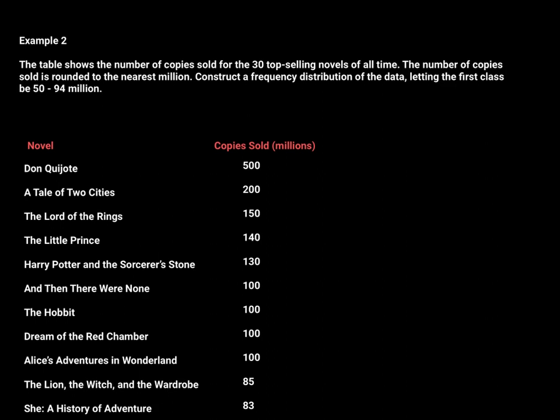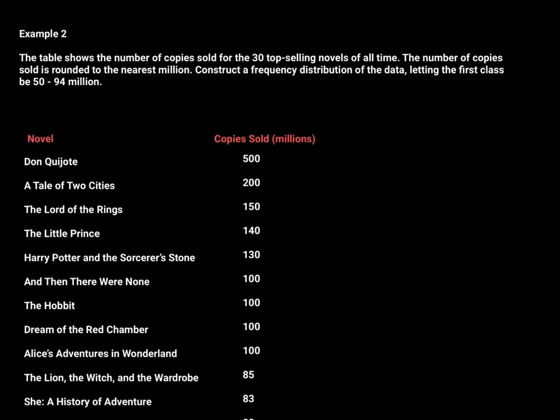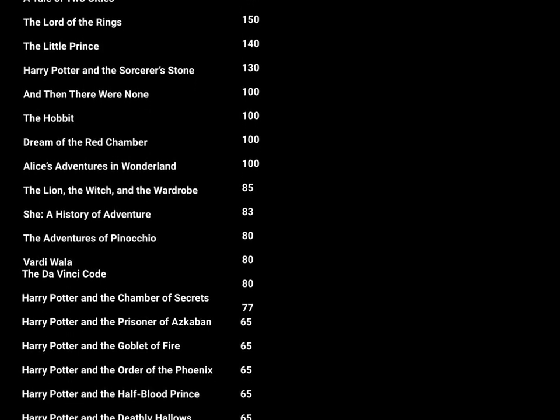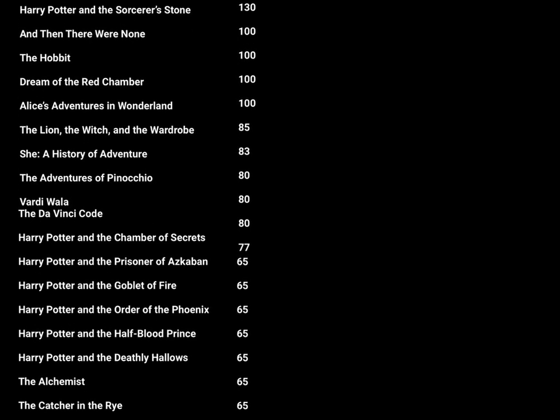So, Don Quixote, that novel, sold nearly 500 million copies. A Tale of Two Cities sold 200 million copies. The Lord of the Rings, 150 million, and so forth. Now, there's a lot of novels on this list, so I'm going to scroll really quickly just so that you can see them. We have 30, right? 30 novels.